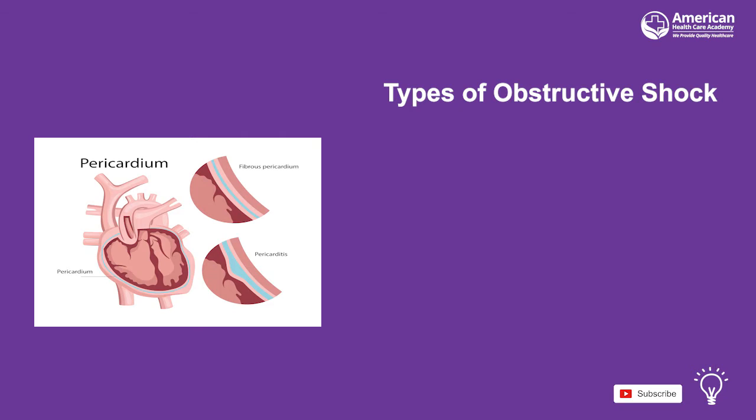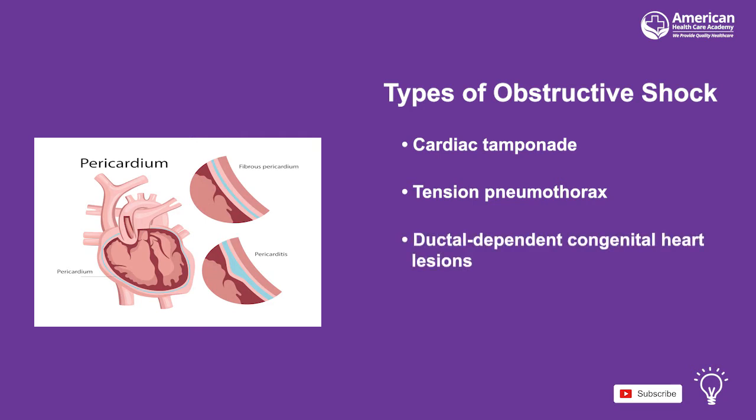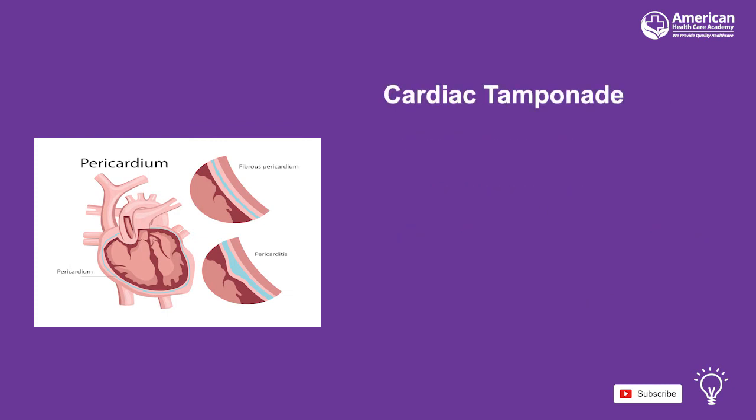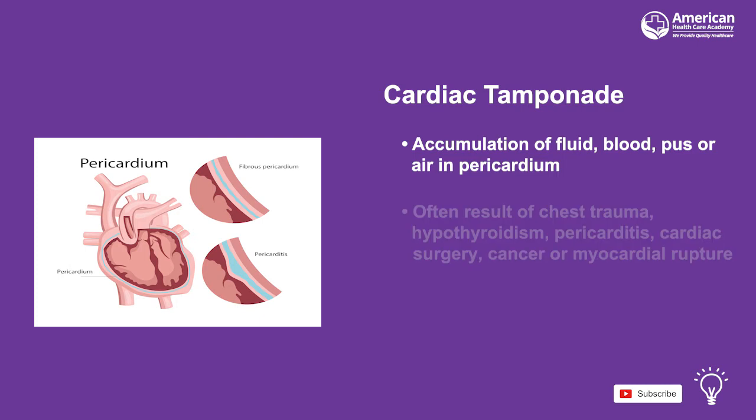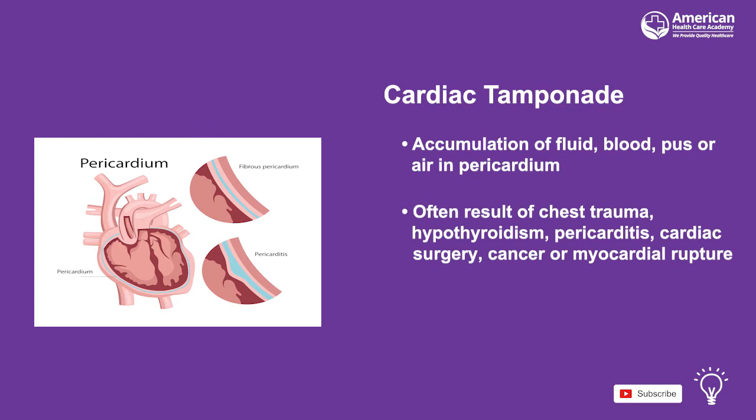There are four types of obstructive shock. These are cardiac tamponade, tension pneumothorax, ductal-dependent congenital heart lesions, and massive pulmonary embolism. Cardiac tamponade occurs when there is accumulation of fluid, blood, pus, or air in the pericardium. This is often the result of chest trauma, hypothyroidism, pericarditis, cardiac surgery, cancer, or myocardial rupture.